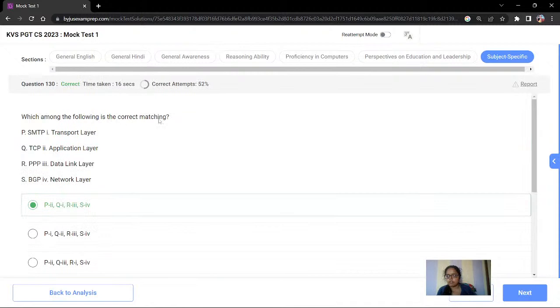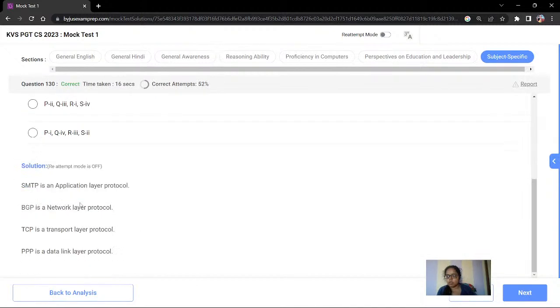Which among the following is the correct matching? Simple Mail Transfer Protocol is an application layer protocol, BGP is a network layer protocol, TCP is a transport layer protocol, and PPP is a data link layer protocol.